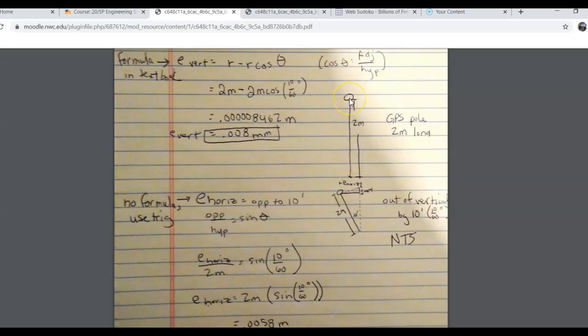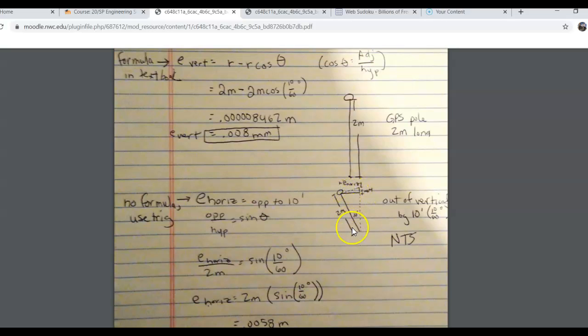So if the point here is not exactly fully vertical from that point, there's going to be a little bit of error. So what happens if you lean the pole over, and this is greatly exaggerated, it says that it's out of plumb or out of vertical by 10 minutes, which is 10 divided by 60 degrees, 1/6 of a degree. So it's not very much. But basically what happens then is the pole remains 2 meters long, but the top used to be here, and now it's here.